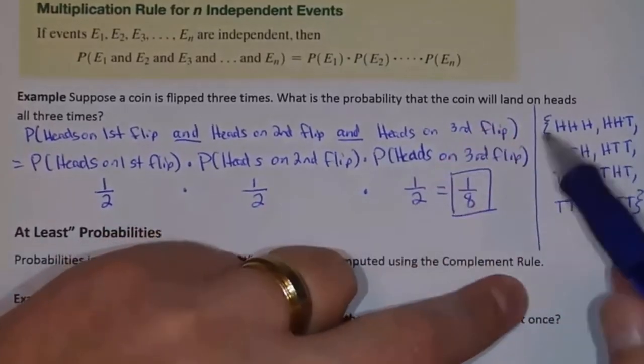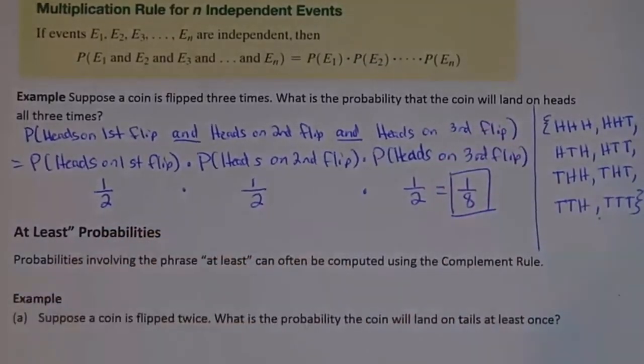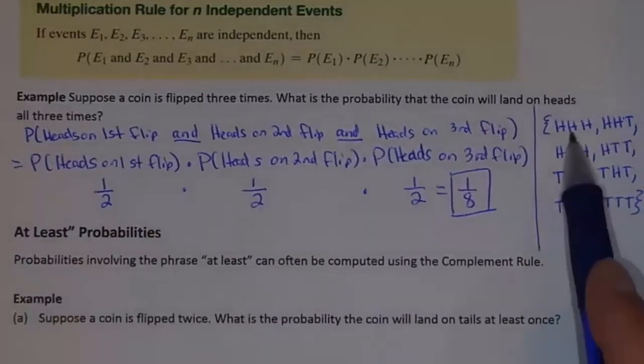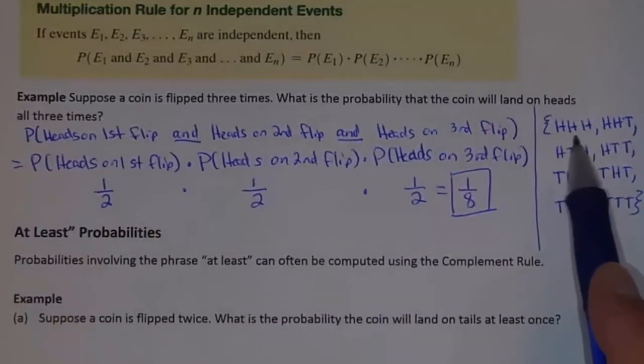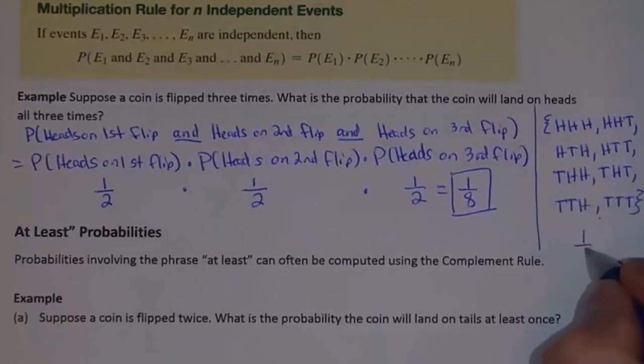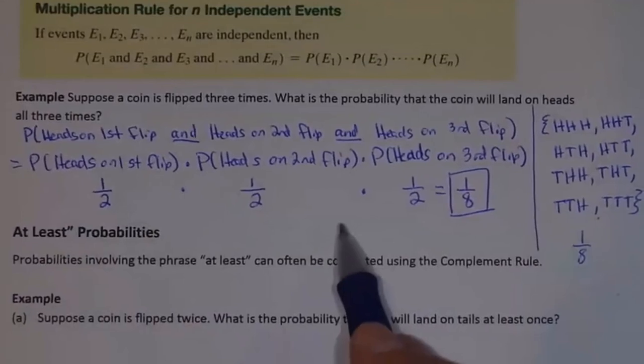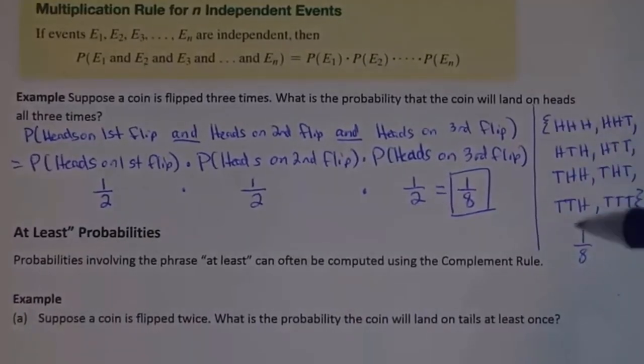So there are 8 different outcomes that are possible when I flip a coin 3 times. Of those 8 outcomes, one of them lands on heads all 3 times. So it's a 1/8 probability. If I didn't have the multiplication rule, I would have to do this problem this way by listing out the sample space. The multiplication rule saves us this headache.